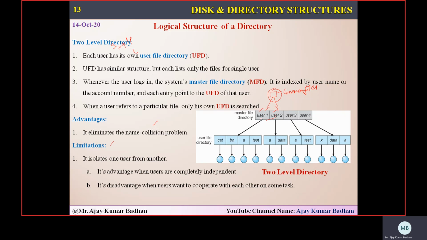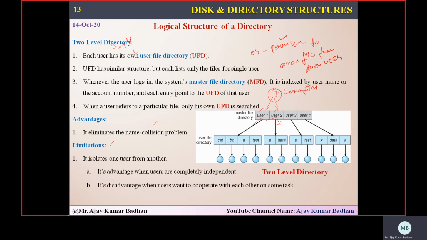That is a disadvantage. But if user 1 is independent of user 2, they don't have any information or relation between them, whatever they are doing, then this is the advantage. That is the only disadvantage we have in this two-level directory. Now, we can try to overcome that problem, but we can do it only if the operating system gives permission to access files from other users. If the operating system gives permission to access from other users, then we can do it.